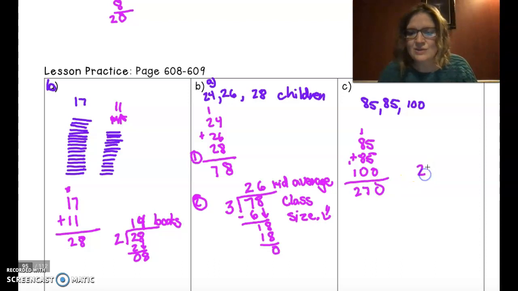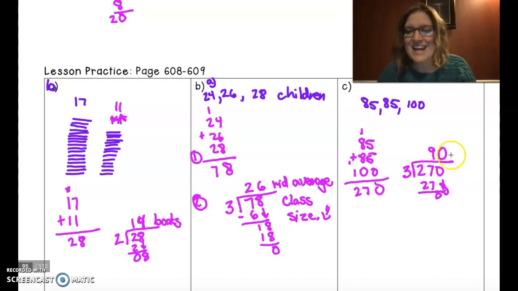Now we take 270 and we divide it by the 3 games that he's had. And we know that 3 can go into 27 9 times. We pull down our 0. So his 90 is Spencer's average score. And there you have it.